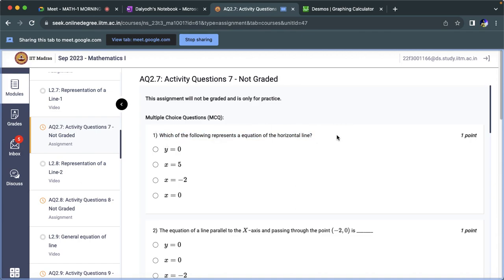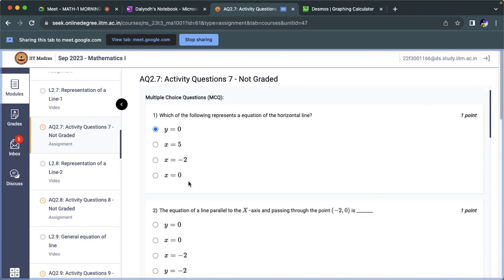Which of the following represents an equation of a horizontal line? What's a horizontal line? When y equals 0 or x equals... This one will be the horizontal line because y is zero and x will be any number. A horizontal line means it is parallel to the x-axis. So for any line parallel to the x-axis, we have to make y any point, right? y may be 1, y may be 2. We have to fix y.